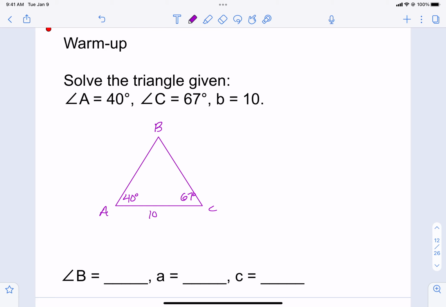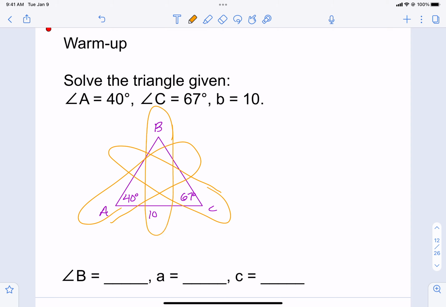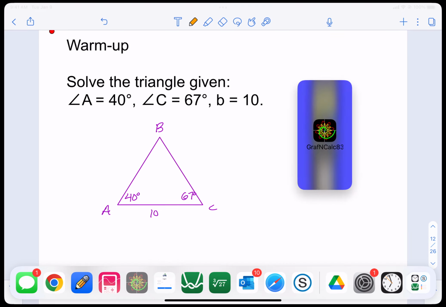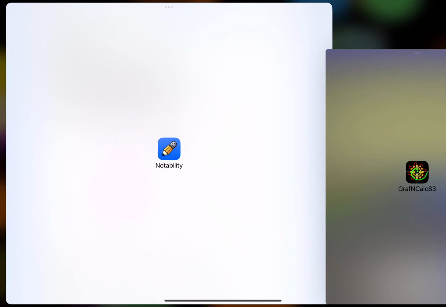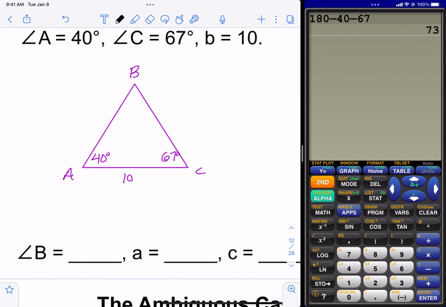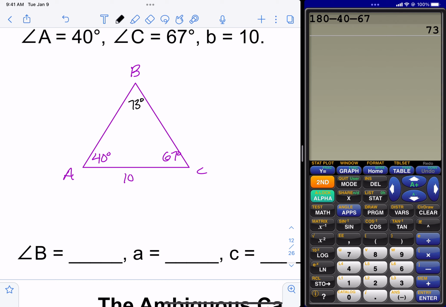Now, in order to use the law of sines, I am going to need a relationship between an angle and a side. Presently, I do not have that in any of these situations. For A and C, I just have the angle, but I don't know the sides. And for B, I know the side, but I do not know the corresponding angle. So what we can do is use the fact that triangles have 180 degrees in them to solve for that missing angle B. I would take 180 minus the two given angles, minus 40 and minus 67. And when I do that, I'm going to find out that the remaining angle, angle B, must be 73 degrees. So I can already fill that in.